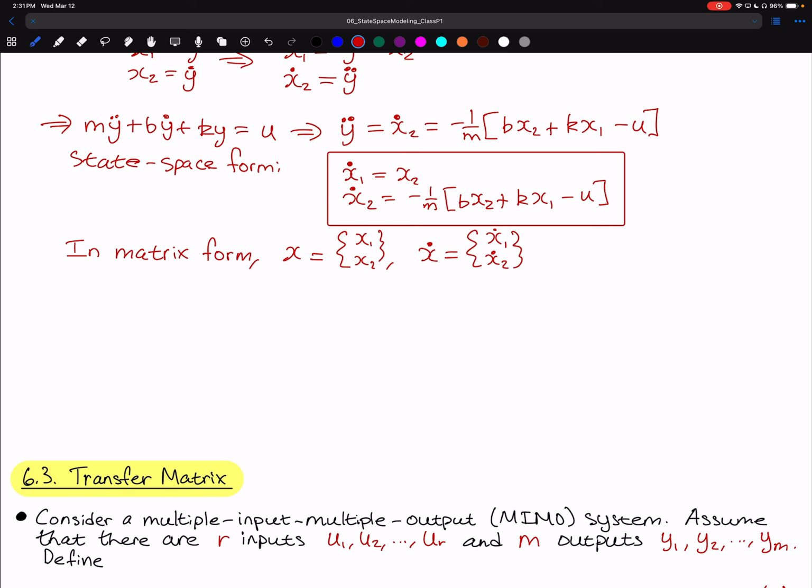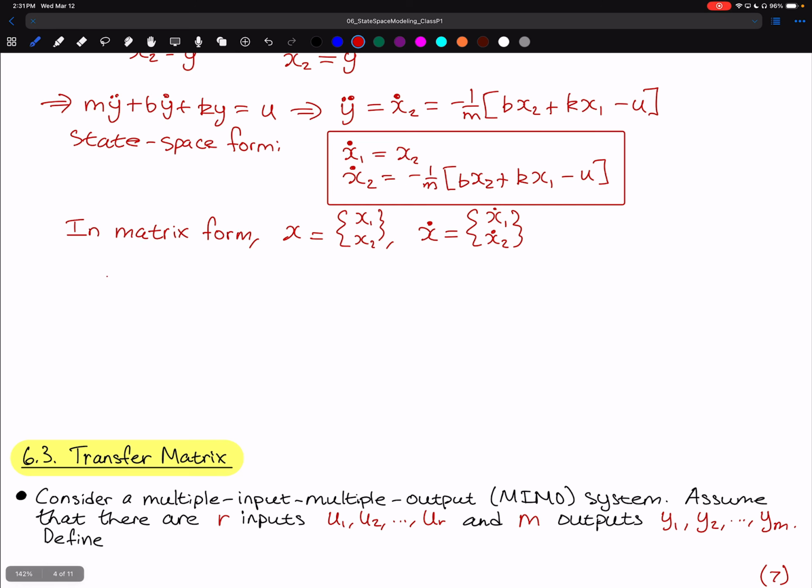And then in matrix form, we're going to get here that x dot is equal to Ax plus Bu, and then A here is equal to the matrix of 0, 1, minus 1 over k, and then minus 1 over b. And then our capital B matrix is just going to be 0 and then 1 over m.